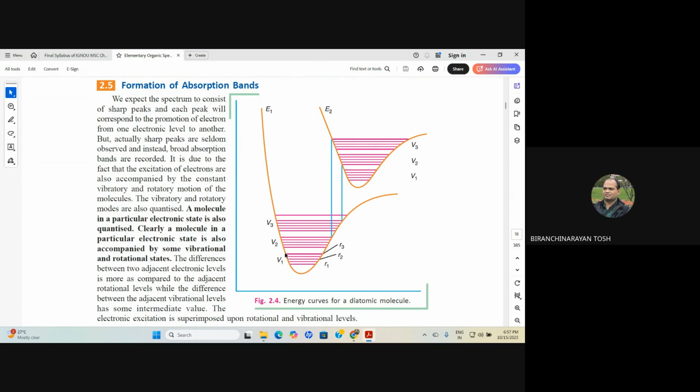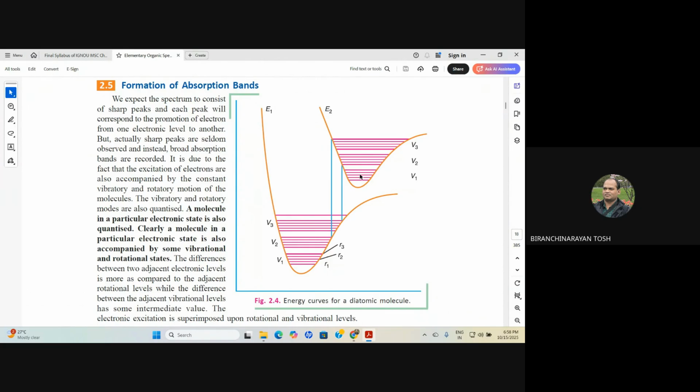Let an electron jump or transit from E1 to E2, where the rotational energy level changes, or the vibrational energy level changes from, let's say, V2 to V3. This is just given here for explanation. Just to show the transition, the mark is given here, but whether it is V2 to V2 or V2 to V3, there is a change in vibrational and also a change in rotational energy.